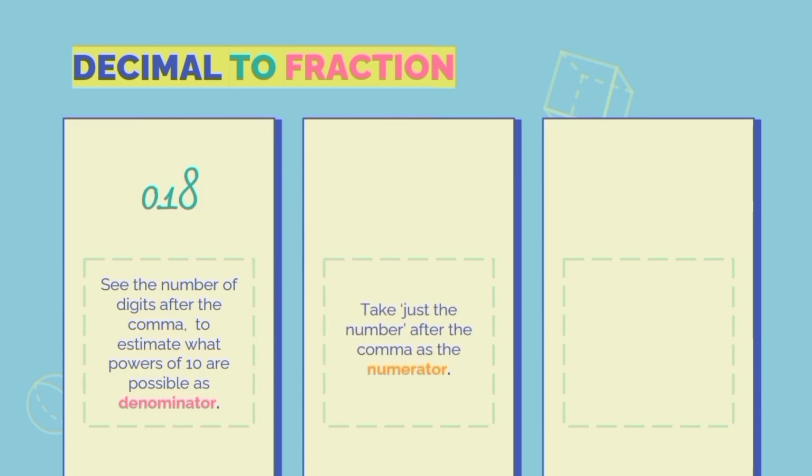Second, take only the numbers after the comma to be written as the numerator. From 0.18, we take the number after the comma, which is 18. So, the fraction formed is 18 over 100. Third, simplify the obtained fraction. We divide both the numerator and denominator by 2. We get 9 over 50.